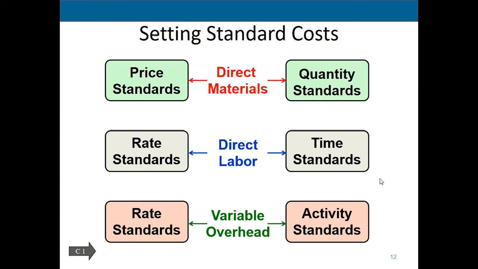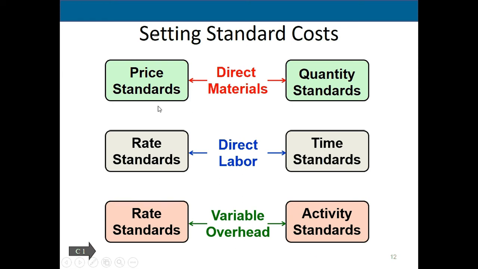I'm going to give you a head start: all of this over here has to do with money. Price, rate, has to do with money. This over here has to do with quantity. Quantity, time, and activity, all of these things are quantities, without a doubt. This might be each, and this might be hours, and this might be per direct labor hour.